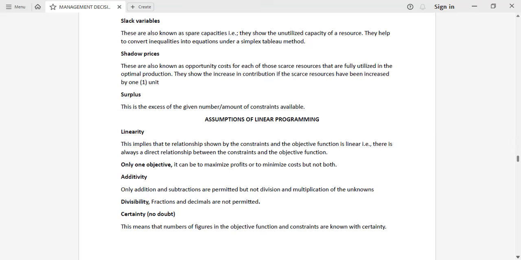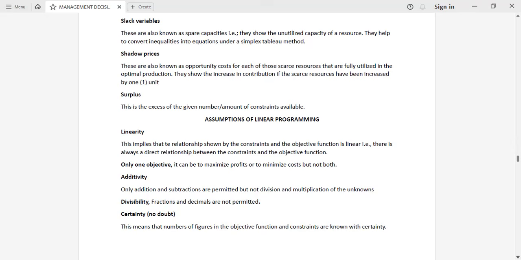So linearity implies that, or it means that the relationship shown by the constraints and the objective function are linear. In other words, we have a linear relationship between the constraint and the objective function. There is always a direct relationship between the constraints and the objective functions.